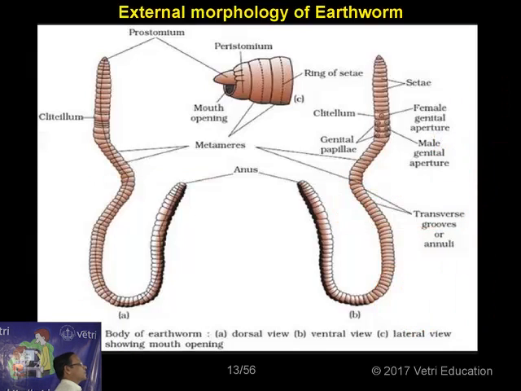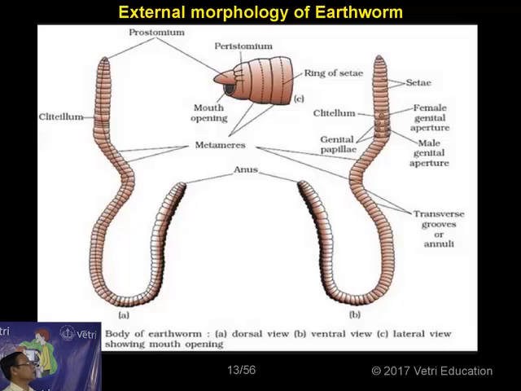They ask questions repeatedly about the openings: where you have the male genital apertures, where you have the female genital aperture, how many pairs of spermathecal openings are found. This question came already. The number of spermathecal openings, the location of the female genital aperture, the location of the male genital aperture, the first dorsal pore, that is between 12 and 13, like that.